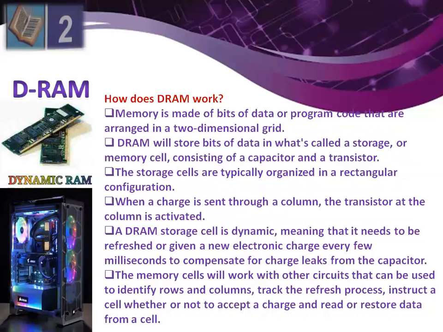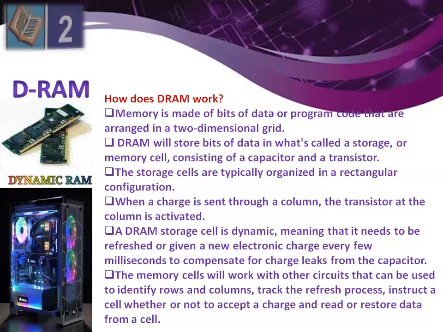How does DRAM work? Memory is made of bits of data or program code arranged in a two-dimensional grid. DRAM stores bits of data in what's called a storage or memory cell, consisting of a capacitor and a transistor. The storage cells are typically organized in a rectangular configuration. When a charge is sent through a column, the transistors in the column are activated. A DRAM storage cell is dynamic, meaning that it needs to be refreshed, or given a new electronic charge, every few milliseconds to compensate for charge leaks from the capacitor.